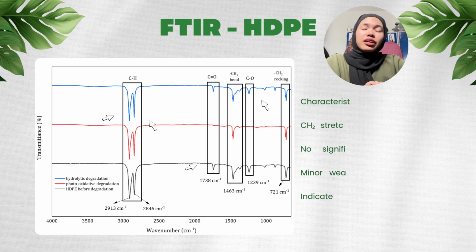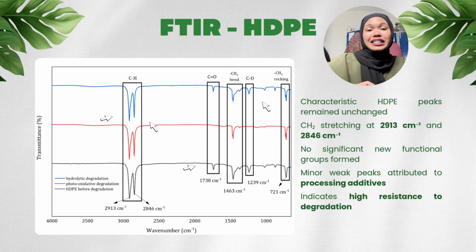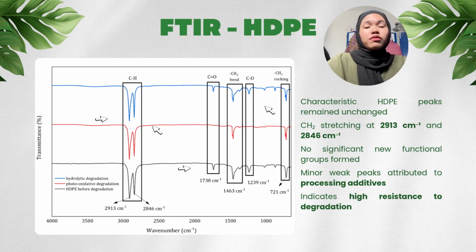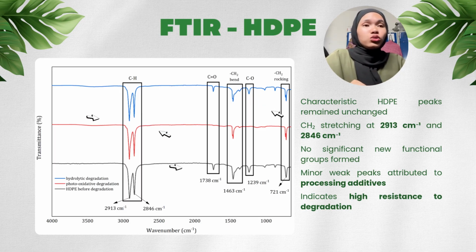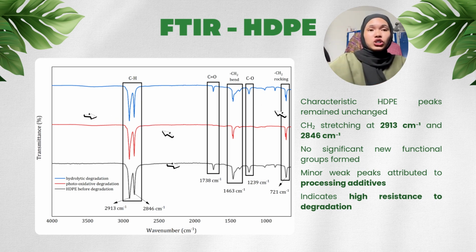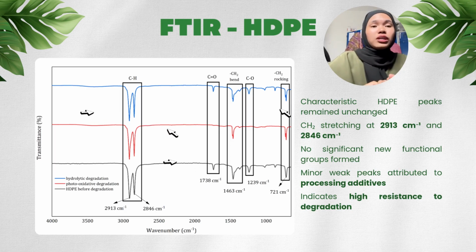In contrast, the FTIR result for commercial grade HDPE shows very minimal changes after the degradations. HDPE is a linear polymer with a high degree of crystallinity and lacks ester or any other hydrolytically unstable functional groups. Its FTIR spectra are dominated by strong peaks at 2913 and 2846, which correspond to the asymmetric and symmetric stretching of methylene groups. Additional peaks at 1463 and 721 indicate bending and rocking vibrations related to the crystalline polyethylene structure.